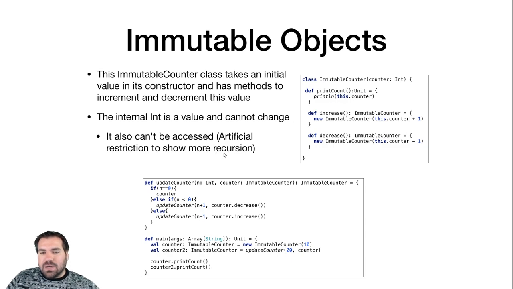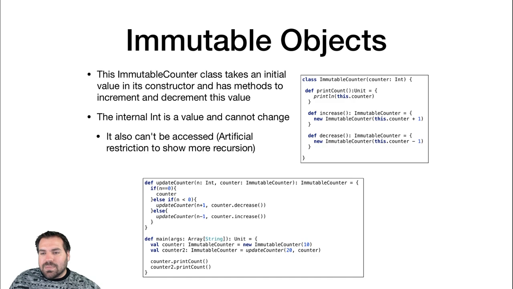I'm artificially restricting access to the counter completely. So we can't even get the value. There's no getter, there's no way to get this. I didn't use val or var here, so I'm artificially restricting. This isn't something you normally do. I'm just doing it to force some recursion here. But you can't even read the counter.